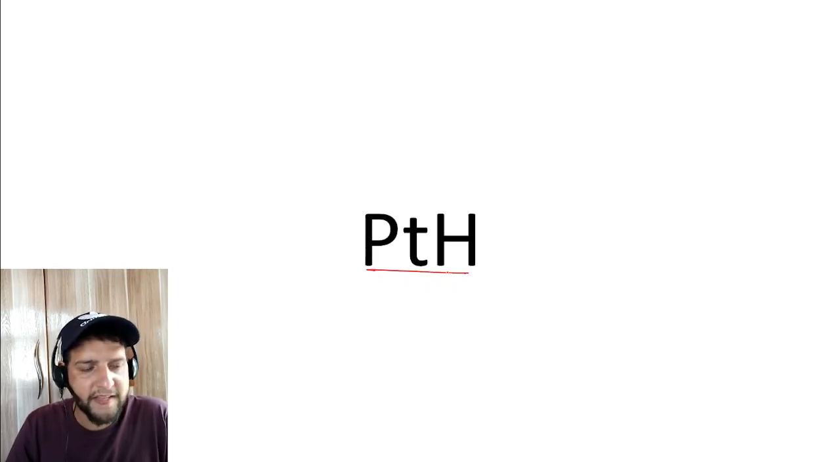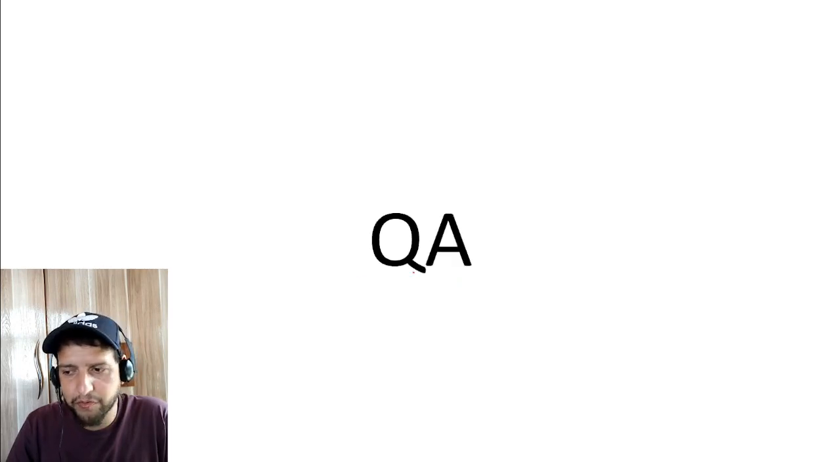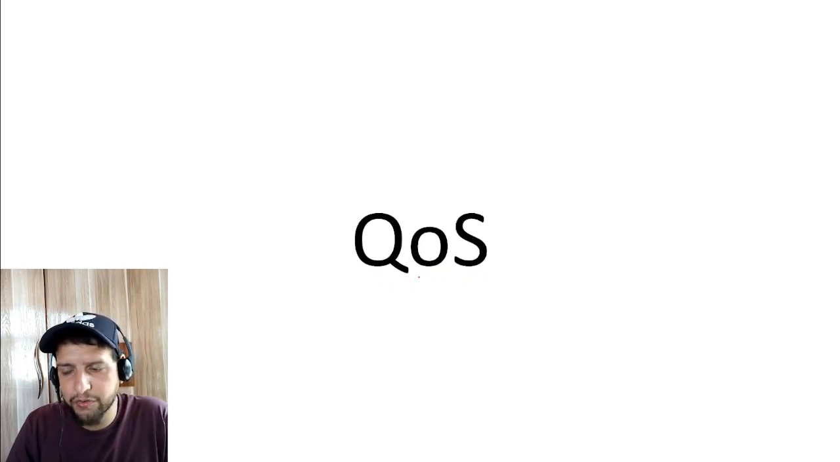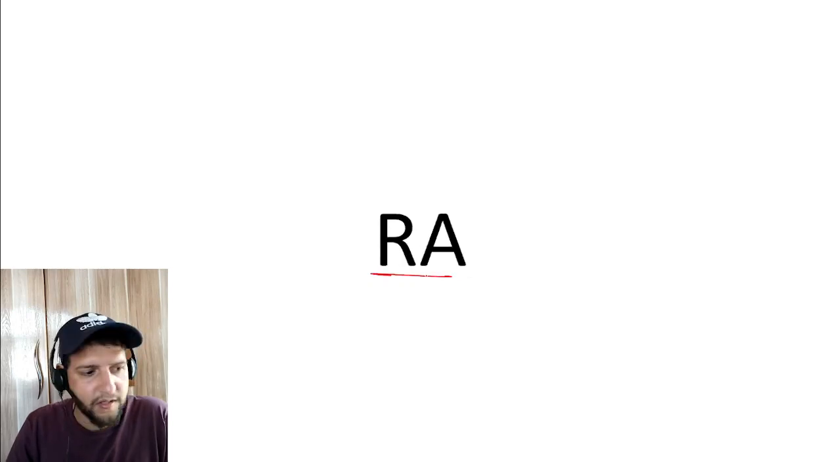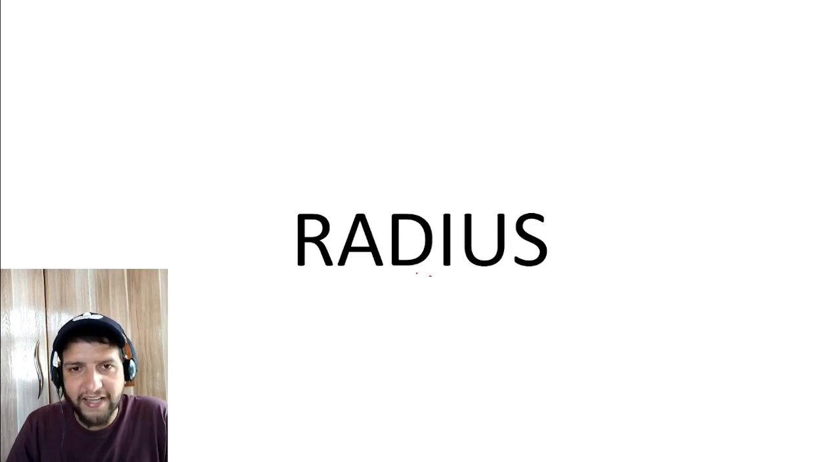PTH stands for Pass the Hash. PUP stands for Potentially Unwanted Program. QA stands for Quality Assurance. QoS stands for Quality of Service. RA stands for Registration Authority. RADIUS stands for Remote Authentication Dial-in User Service.